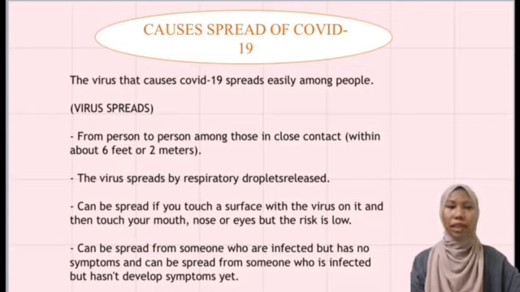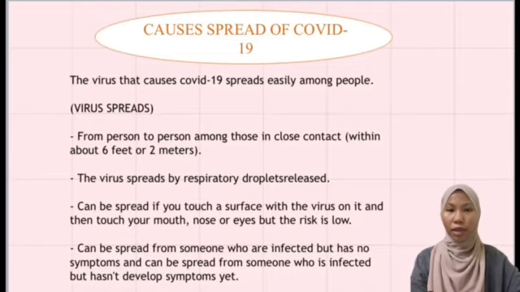Sometimes COVID-19 can be spread if you touch a surface with the virus on it and then touch your mouth, nose, or eyes, but the risk is low. COVID-19 also can be spread from someone who is infected but has no symptoms, and can be spread from someone who is infected but hasn't developed symptoms yet.